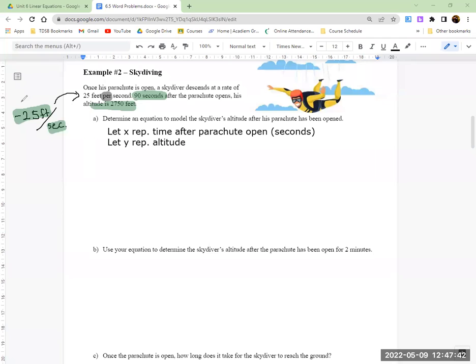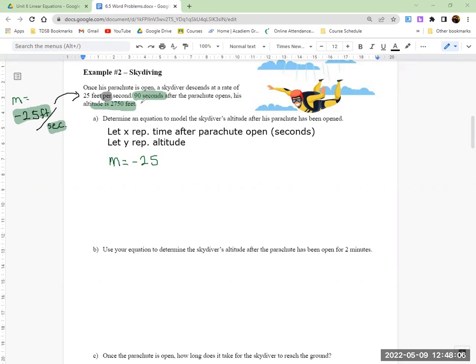Yes, this would be m. Absolutely. It actually gives it to you. But using that as my clue, I know my y value is always on top, right? Rise over run. So I'm using that as a clue this time. My m is -25. Do they give me the initial value? No. But they give you something else.